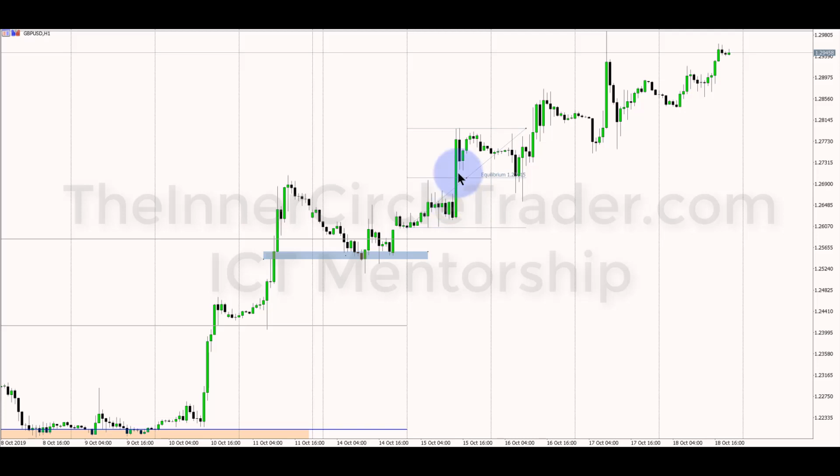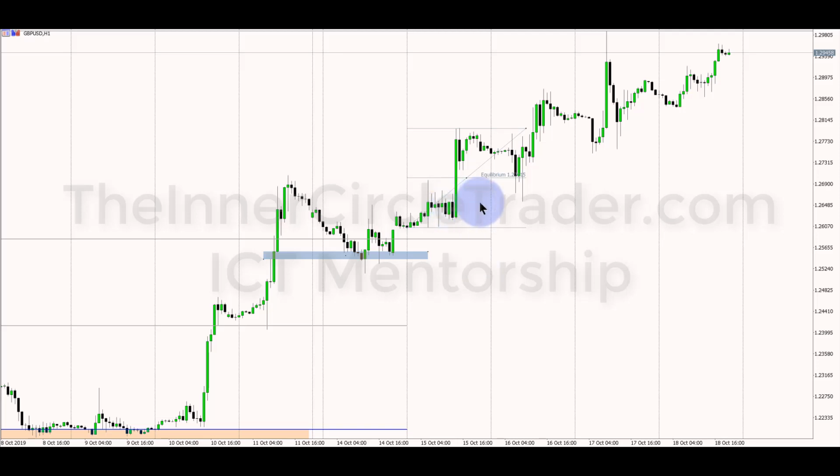Equilibrium and lower. What's here? Fair value gap. Wow. So what you're saying is I could be a buyer in here like I was a buyer over here and get in sync with what? Institutional order flow. Yeah. At or below the equilibrium. What else exists? The order block right here.